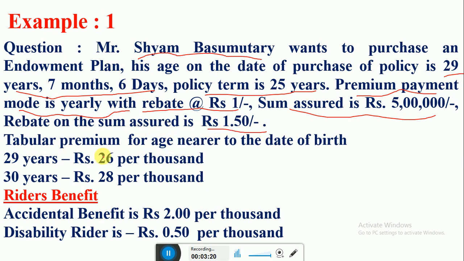And the tabular premium for age nearer to the date of birth: for 29 years the premium is 26 per thousand, and for 30 years it is 28 per thousand. The person has also taken some extra benefit or extra cover, which is known as a rider. Rider means extra benefit. If a person is taking some extra cover or benefit, he will have to pay some additional charges for that. You can understand riders from a simple example.